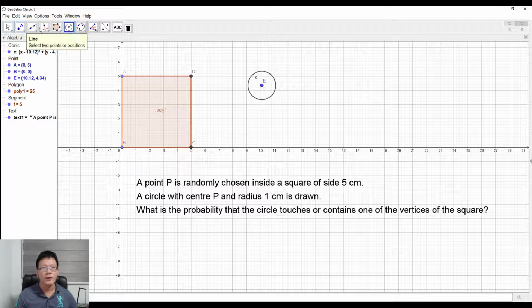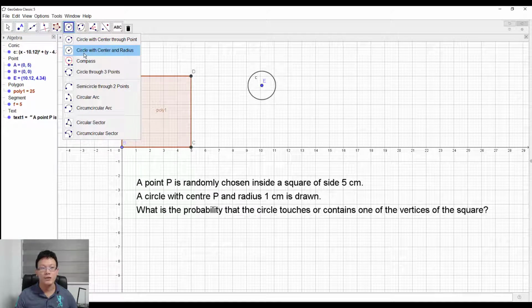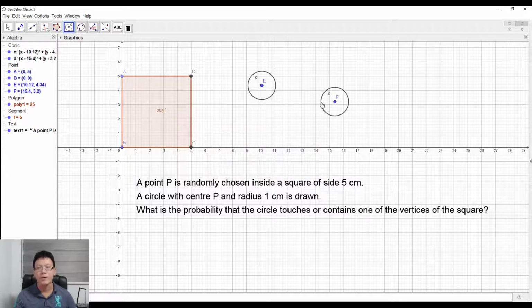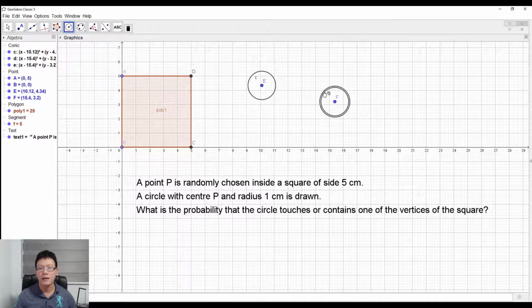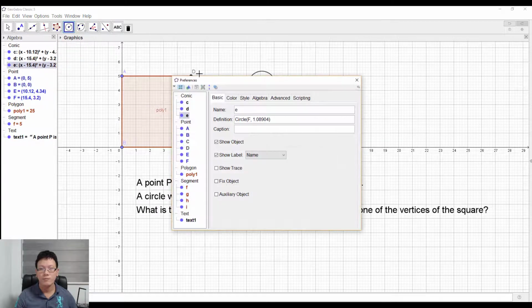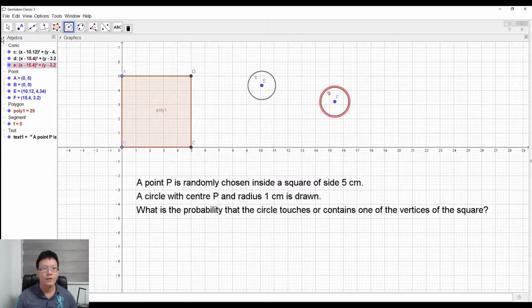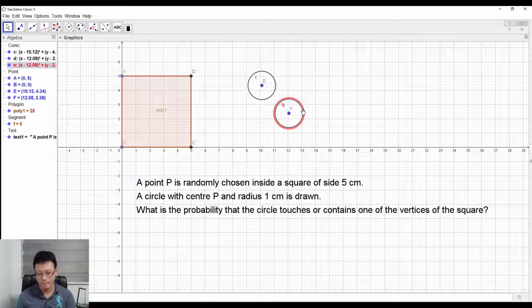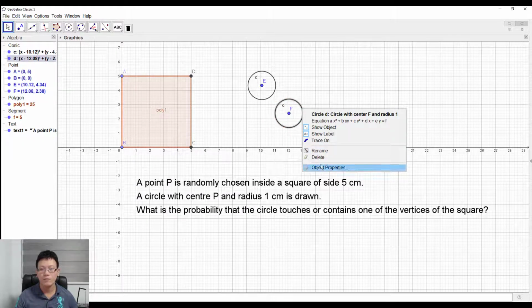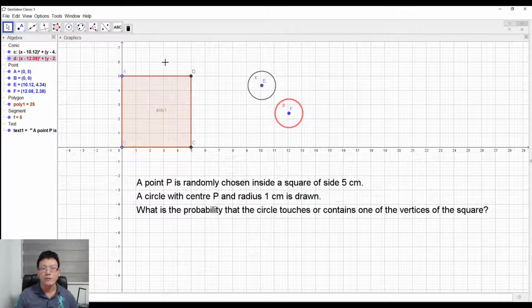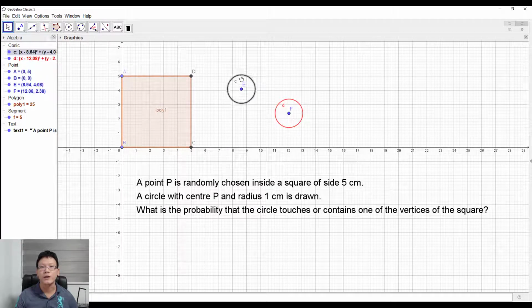Now, we are going to create just one more circle for visualization purposes, like so, and the radius is 1 cm. Now we are going to change the color of this circle to maybe red. Okay. We delete that. Okay. Now, then we are going to move this circle to fulfill the criteria of the question.